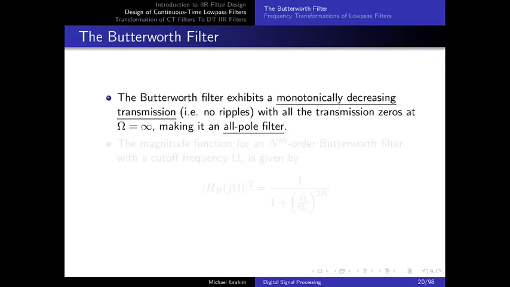Generally, in literature, we have 4 types of analog filters: the Butterworth filter, Chebyshev type 1 filter, Chebyshev type 2 filter, and elliptic filter. And today we will learn about the Butterworth filter and how to design continuous time Butterworth filters. Butterworth filters exhibit what's called a monotonically decreasing transmission. In other words, it does not have any ripples.